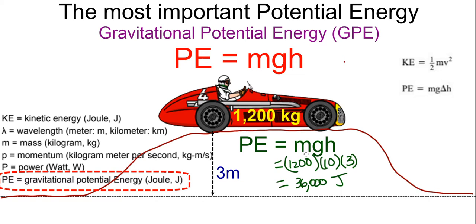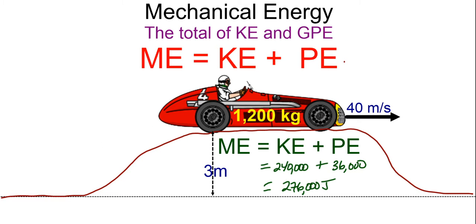And that's easy enough. Mass, again, at 1,200. Remember that the g is a constant 10. Don't forget that. That's your 10. And of course, your height here is 3. And that totals out to a potential energy of 36,000 joules. And then finally, mechanical is just the total of the two.